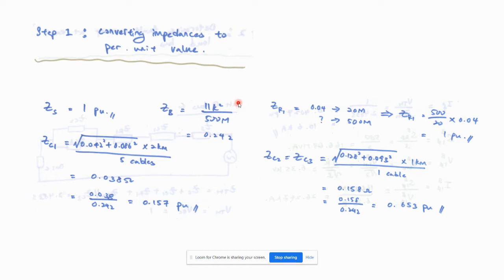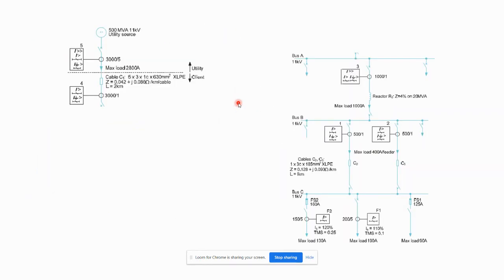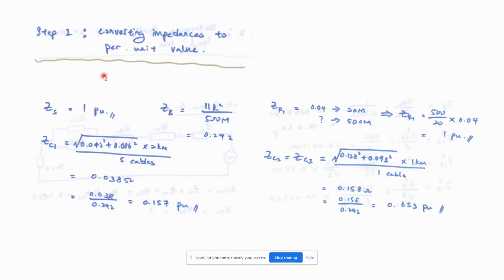The first step is for us to convert all values into per unit, right? Then that will make our calculations and our setting more convenient. So the first part, we look at ZS. ZS is the impedance from the source. So ZS is here, right? ZS is somewhere over here. So ZS is 1 per unit, all right?